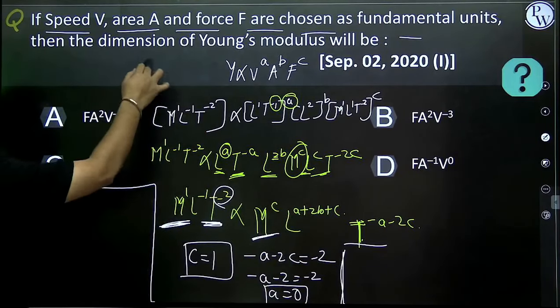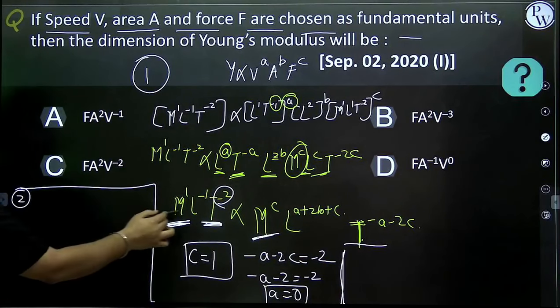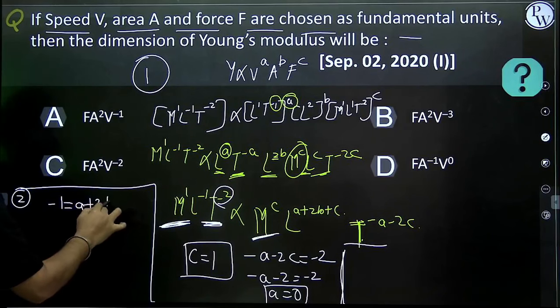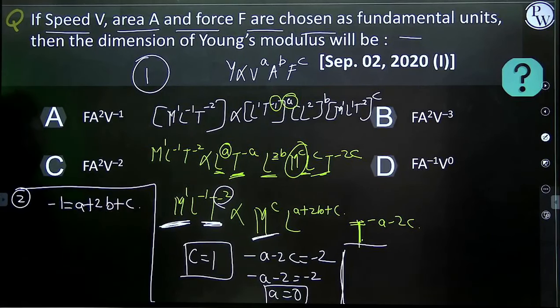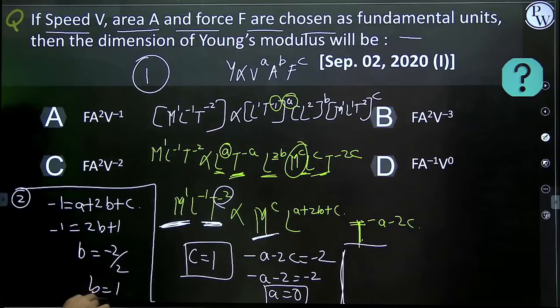This is the first part, and this is the second part of the solution. L: minus 1 is equivalent to A plus 2B plus C. What is the value of A? 0. So 2B plus 1 minus 1, so B will be minus 2 by 2. B will be minus 1.